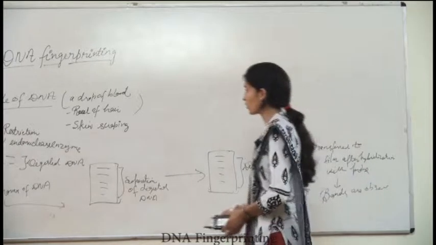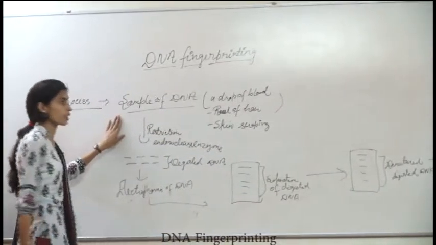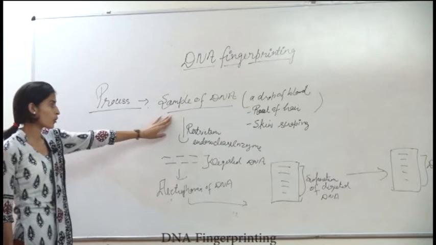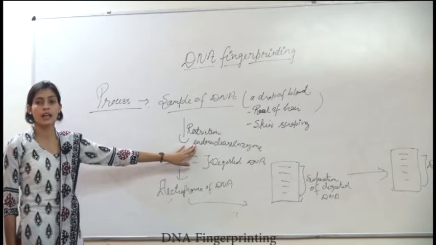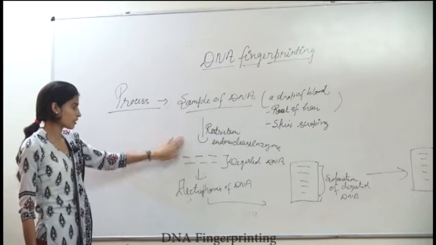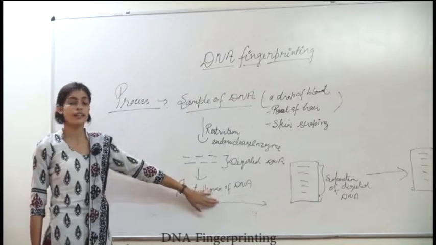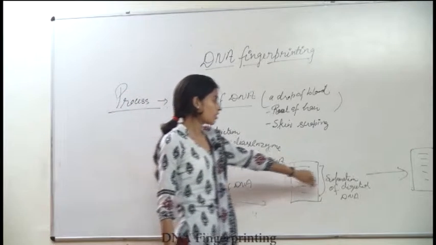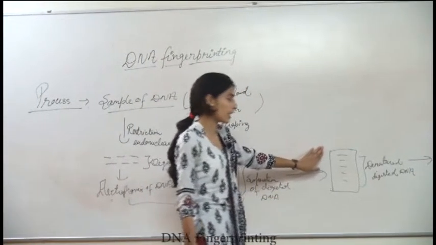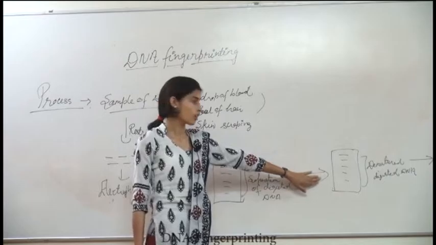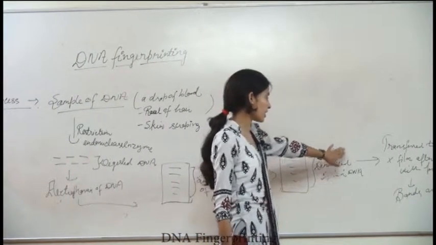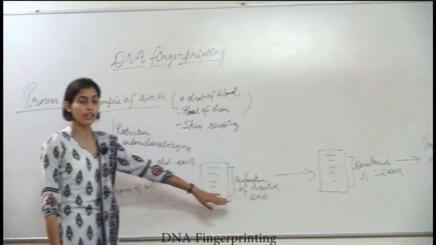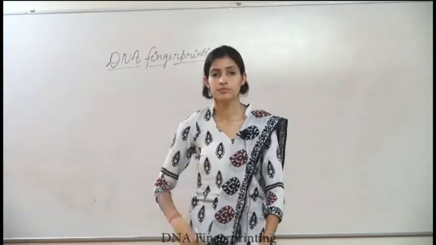So this is the process of DNA fingerprinting, in which first we take the sample of DNA, which may be a drop of blood, root of hair, skin scraping, etc. After taking the sample, we digest the DNA with restriction endonuclease enzyme. Then electrophoresis separates the DNA according to size. After separation, the digested DNA are denatured with the help of alkali treatment. Then hybridization takes place, the DNA is transferred to X-ray film, and bands are observed. On the basis of these band patterns, we can use the process of DNA fingerprinting.